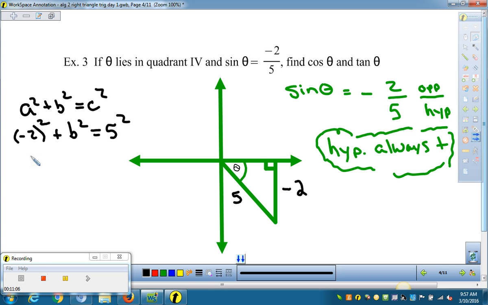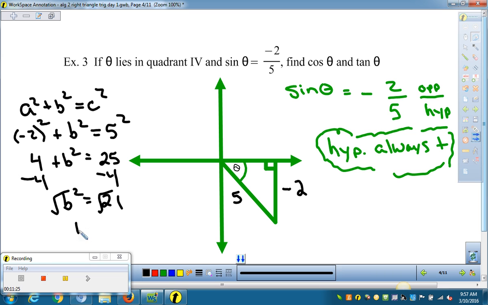So -2 squared is what? 4, plus b squared equals 25. And now, what do we do? Subtract the 4. We have b squared equals 21. Get the square root of each side, and we get b equal to the square root of 21. And we'll leave it just like that. That one can't be reduced at all. Factors are not perfect for this.